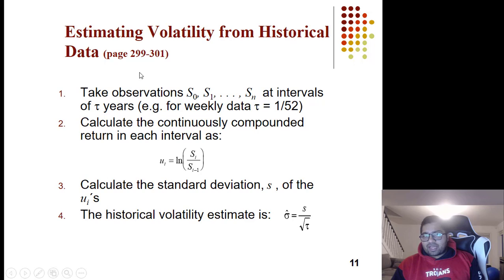We discussed how to calculate volatility from historical returns. You arrange them in order, calculate U, calculate the standard deviation using Excel, which is easier than the way the book has mentioned, and then calculate volatility using the standard deviation divided by square root of T.